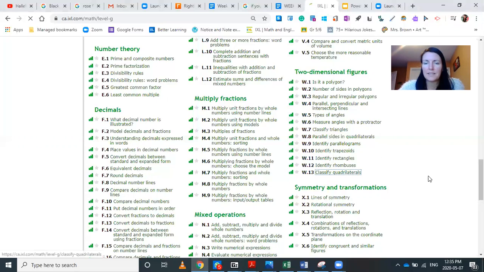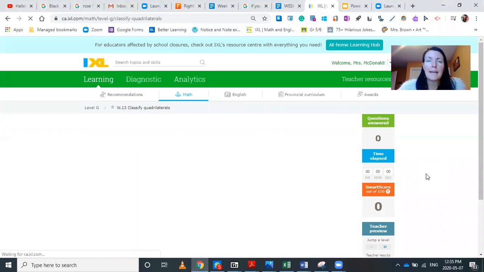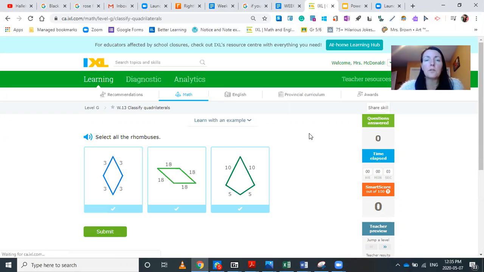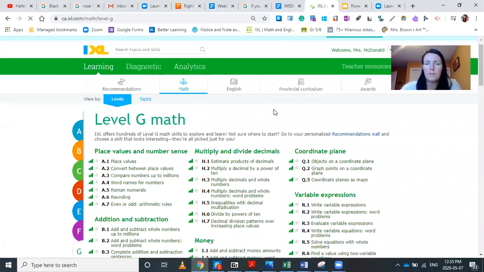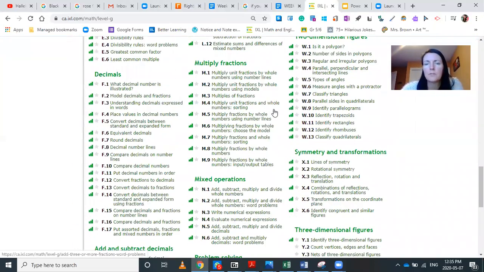All right, so let's look at W13. Classifying quadrilaterals. Now, quadrilaterals, the part of the word quad means four. So these are all four-sided shapes, and we've learned a couple. In fact, if we go back just before we start this section, you can review what we have already learned about in our quadrilaterals. Here we go.